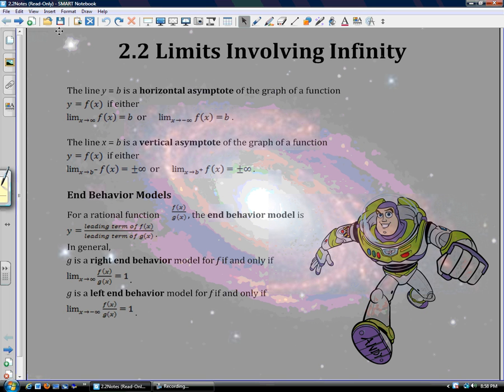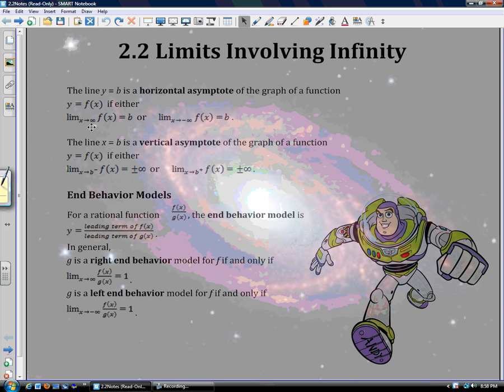Okay, section 2.2, limits involving infinity. This should be very similar to what we were doing in class today, so make sure you have the notes if you're not there. So our first definition is the line y equals b is a horizontal asymptote if the function is going to some number b as I go to the left or to the right.